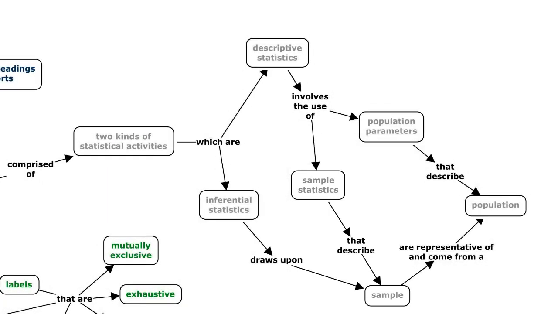Population is as it sounds. It refers to a whole collection of things. So, for example, the collection of undergraduate students at the University of Windsor. A sample, as you might imagine, refers to a subset of a population or a portion of a population. So, for example, a sample of the population of students at the University of Windsor might be all the students in the Faculty of Education.